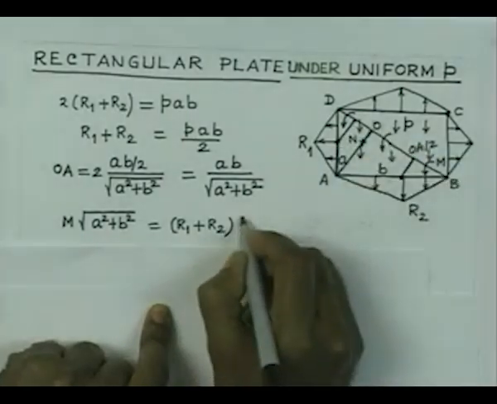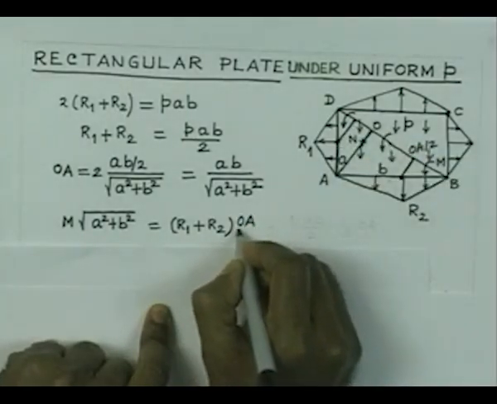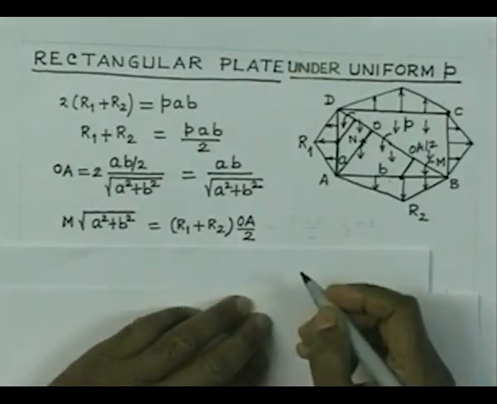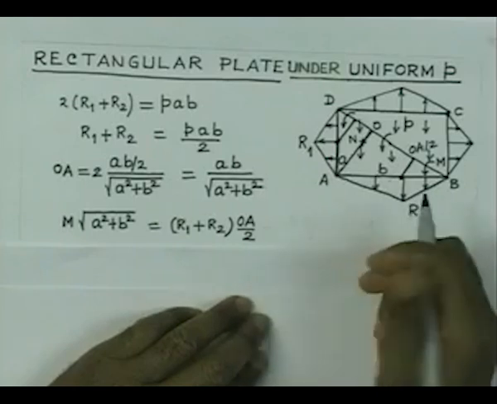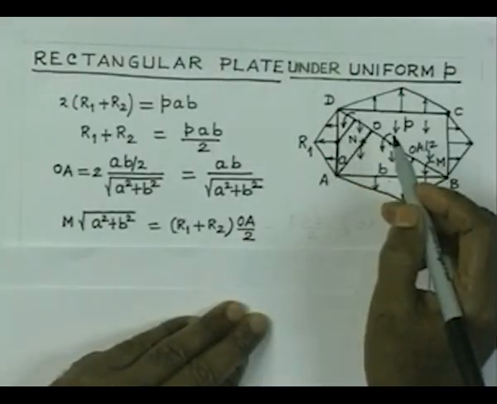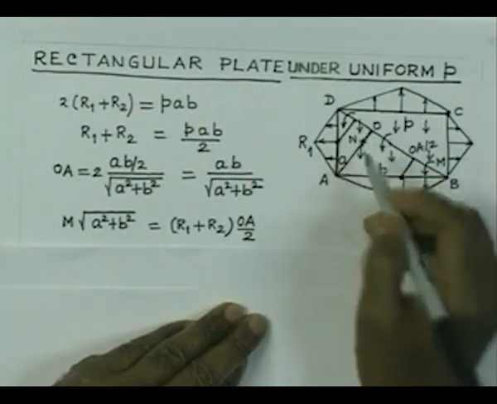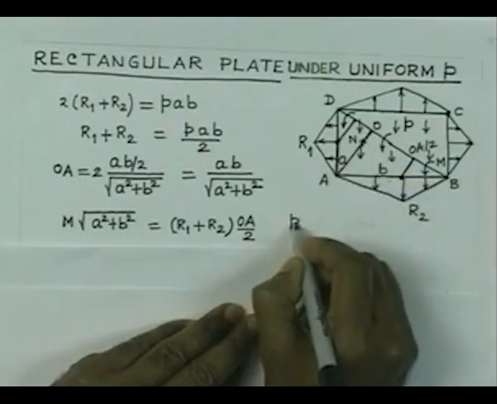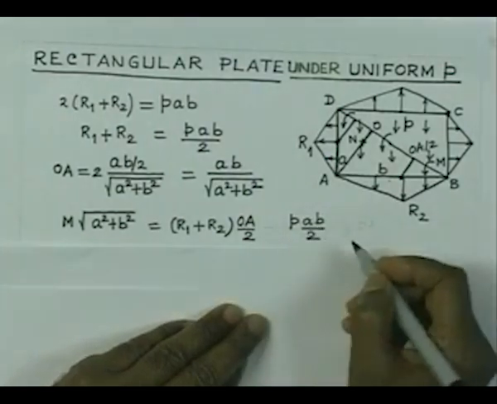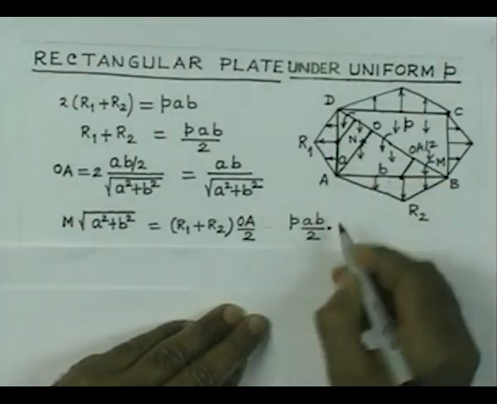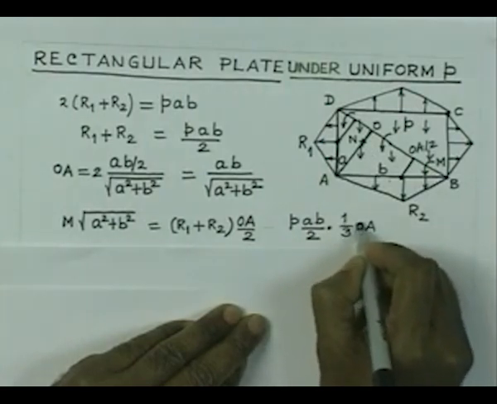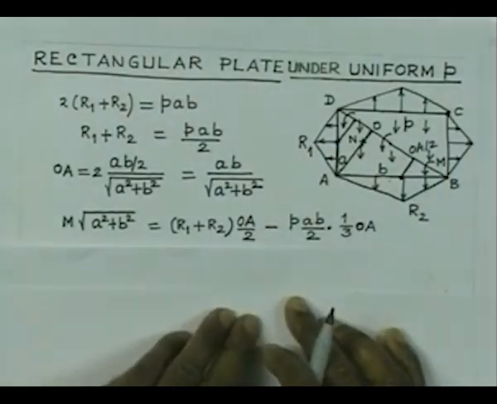So, I would like to repeat that. We have R1 plus R2 times OA by 2, and that is what is acting in the clockwise direction. This load is nothing but P AB by 2, because P is the intensity and the area is AB by 2. So, P AB by 2 is the total downward load and its distance is ON, which is 1/3 of OA. So, that is the moment, and this moment is going to be downward, and hence it is anticlockwise.